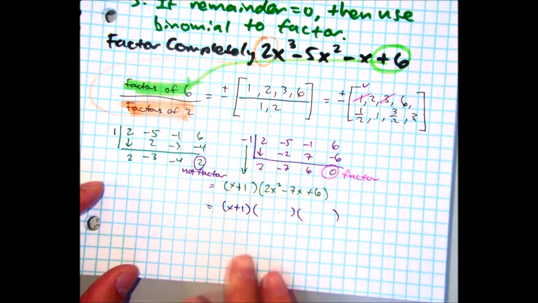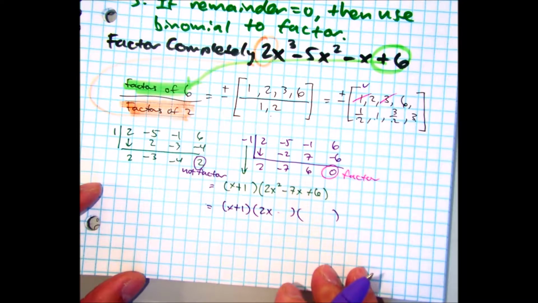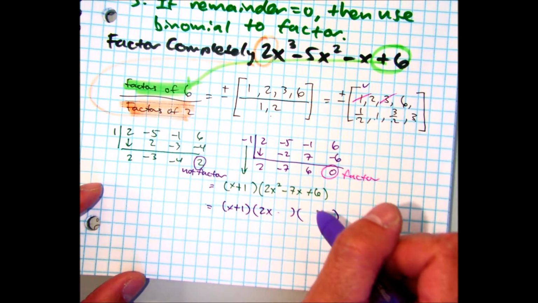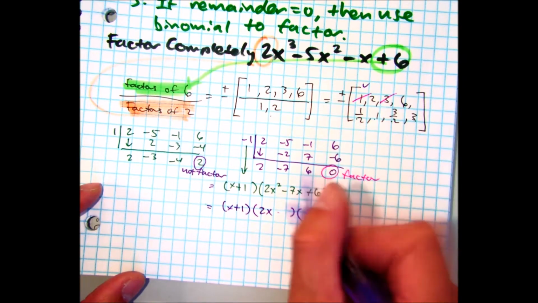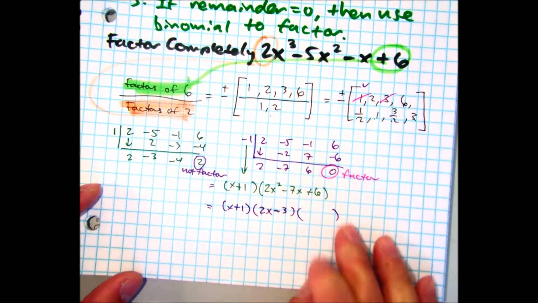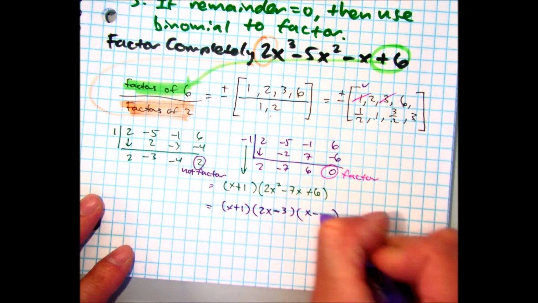Class, what goes in there? 2x what? Minus 3 and x minus 2.